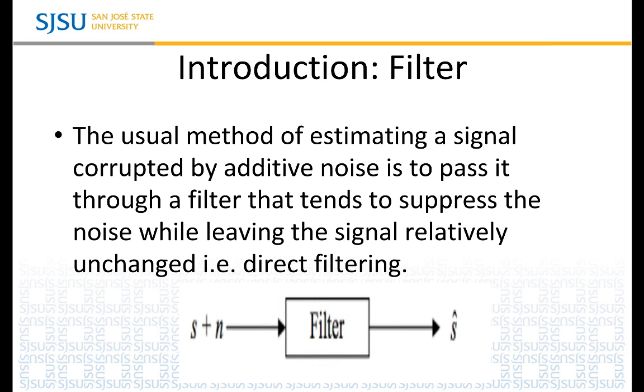So what is a filter? The figure shows the method in which any noise is filtered by some algorithms, and the final signal is what is expected and what is needed. So that is called a filter. The usual method of estimating a signal corrupted by noise is that when you pass it through a filter, it suppresses the noise and leaves the original signal which we want.